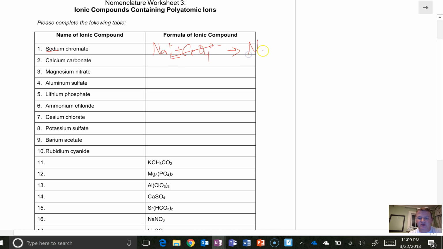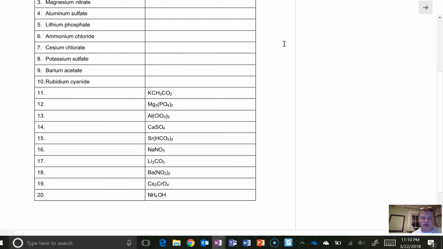So this ends up being sodium with a little 2 down there because it's crisscrossed, and this positive 1 will crisscross down here, but I don't have to put the 1. And it's going to be CrO4, so there's my chromate. And again, it's not technically wrong if you put it in parentheses. If that helps you initially, that'll be fine.